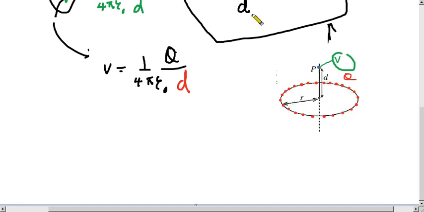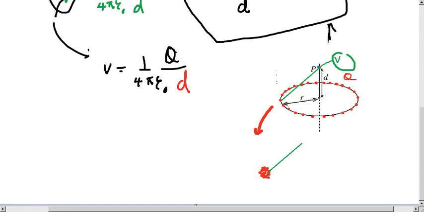Therefore we can collect all these charges into one place like this. We can gather all these charges to one place and mark the distance, this distance, like this. So this is the distance.